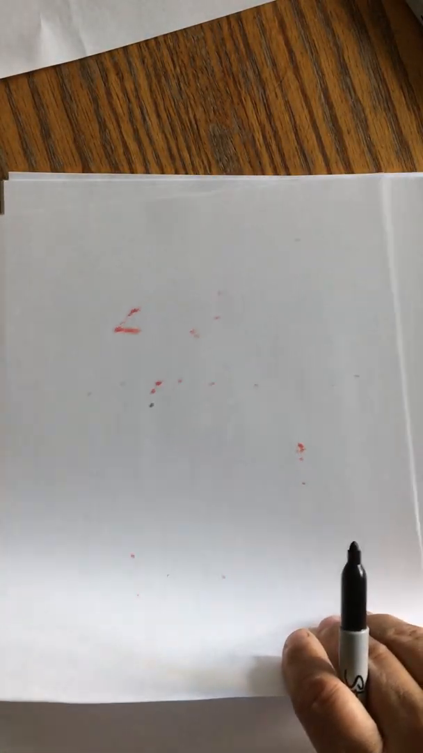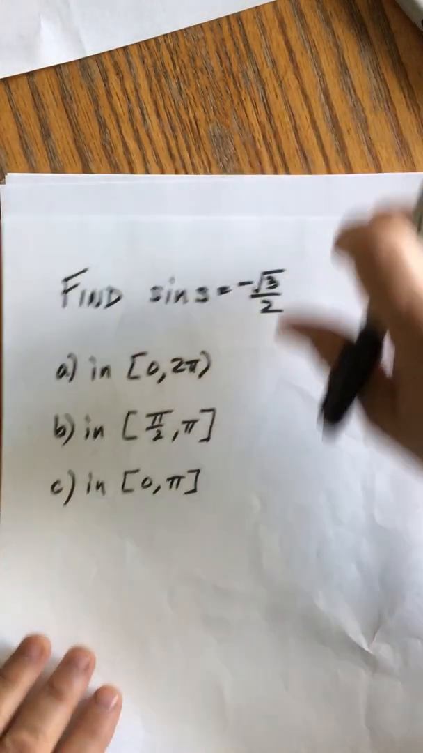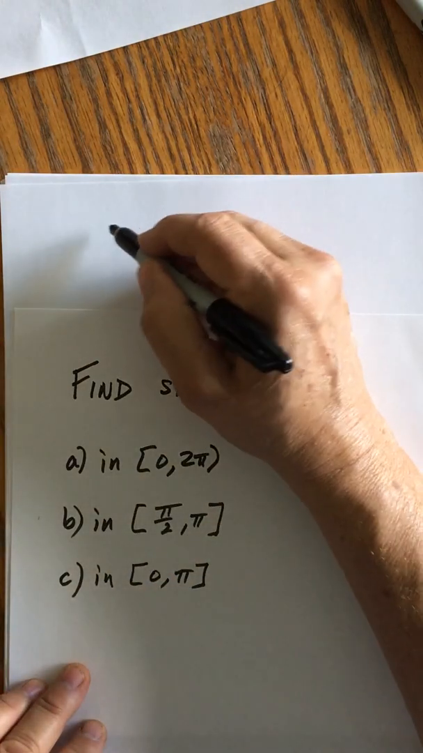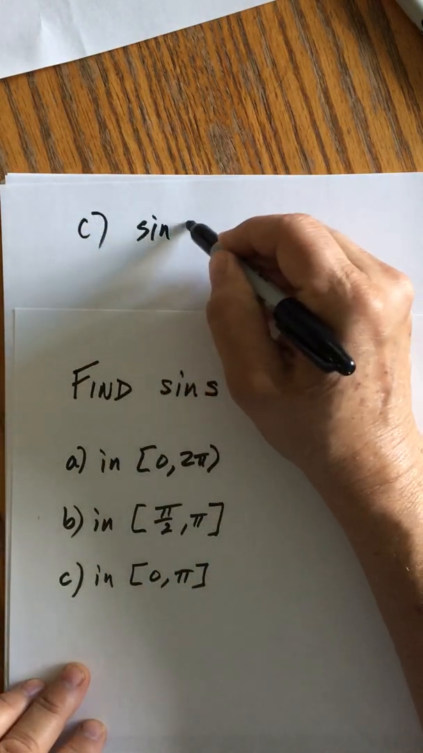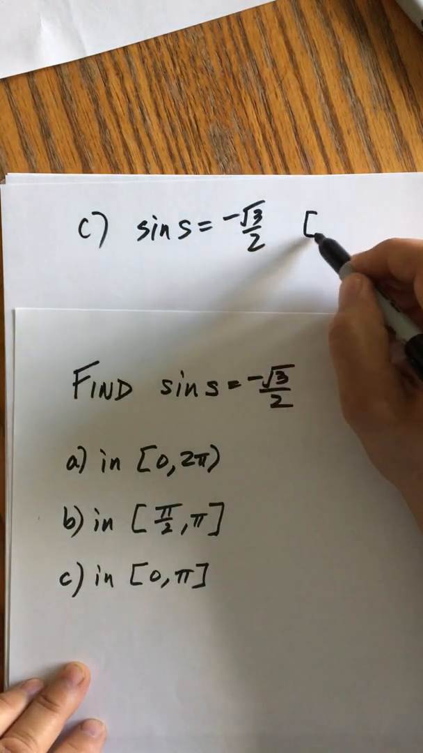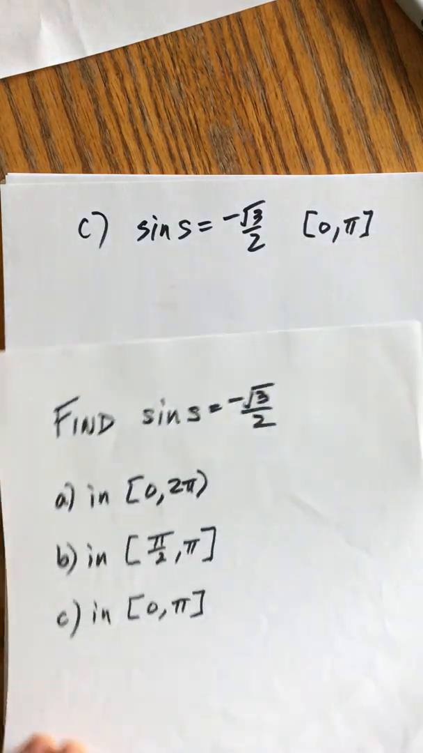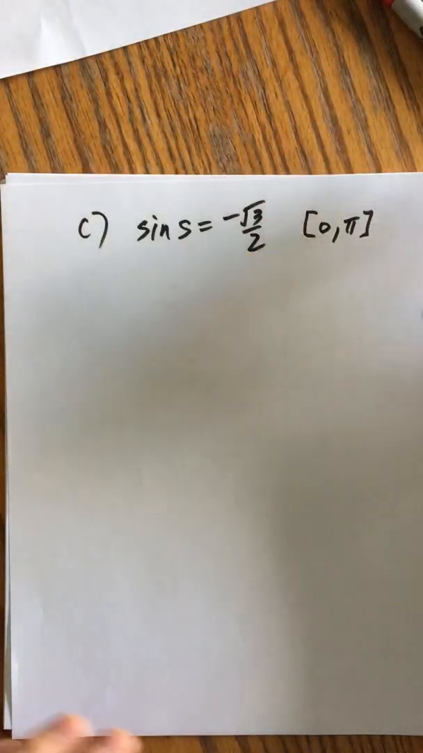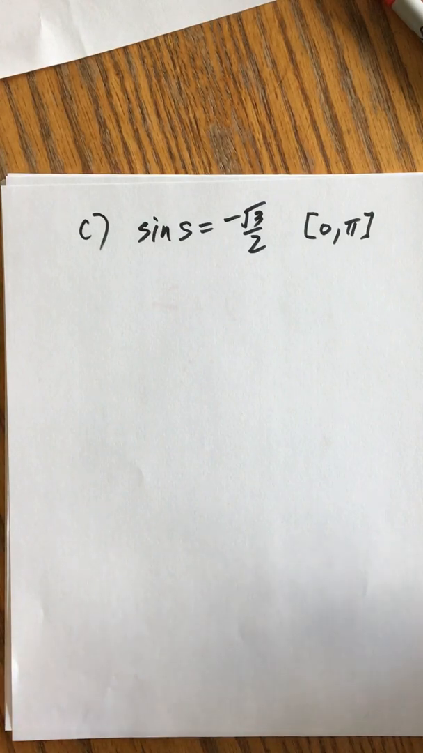Okay, and lastly, the last question was basically the same question but a different interval. So for part C, where is the sine of the angle negative square root 3 over 2, but I'm allowed to look from 0 to pi. Again, pause the video and see if you can write down the question. Writing is even better than just asking the question in your mind. It really helps imprint what you're learning.